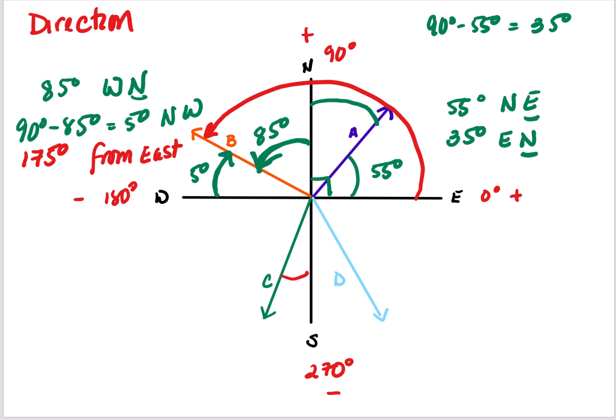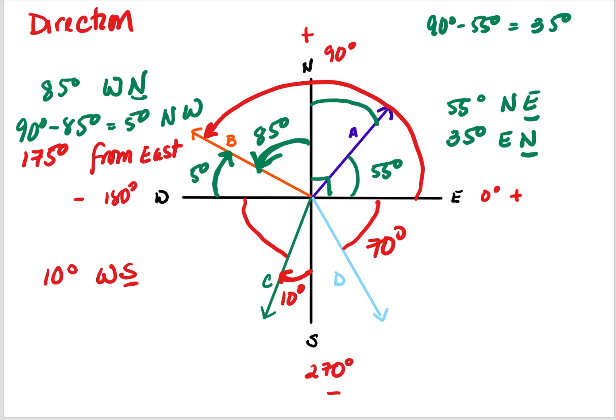Let's say this angle is 10 degrees. This angle is 70 degrees. Find all the possible directions and then check your answers. So for this one, since it's starting from the south going to C, this will be 10 degrees west-south because it started from the south and it's going to the west.